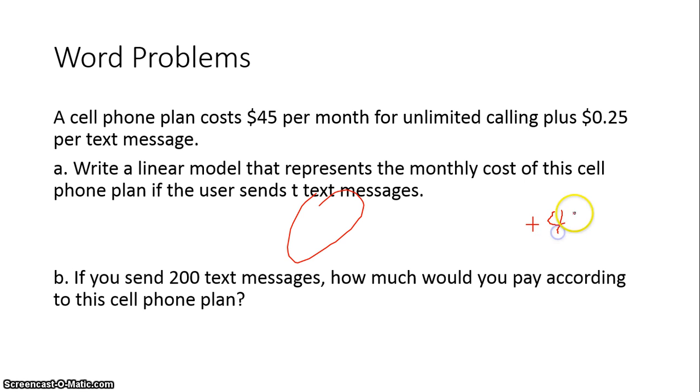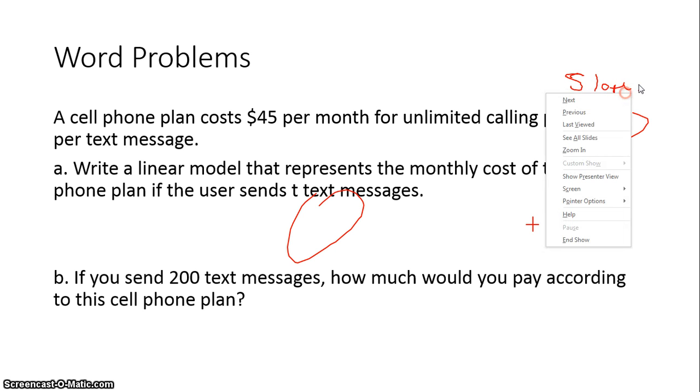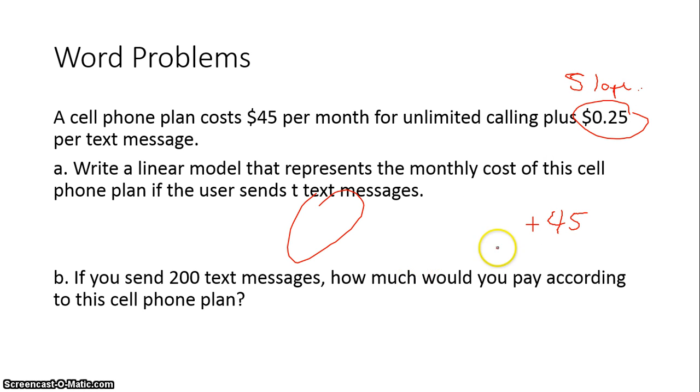So we can go ahead and do plus $45 because even if I text zero texts, I still have to pay $45. Now, I increase at increments of 0.25 or 25 cents for every text message. So this will be my slope. And 0.25 for the number of text messages. And my cost would be out here. So cost equals 0.25t plus $45.